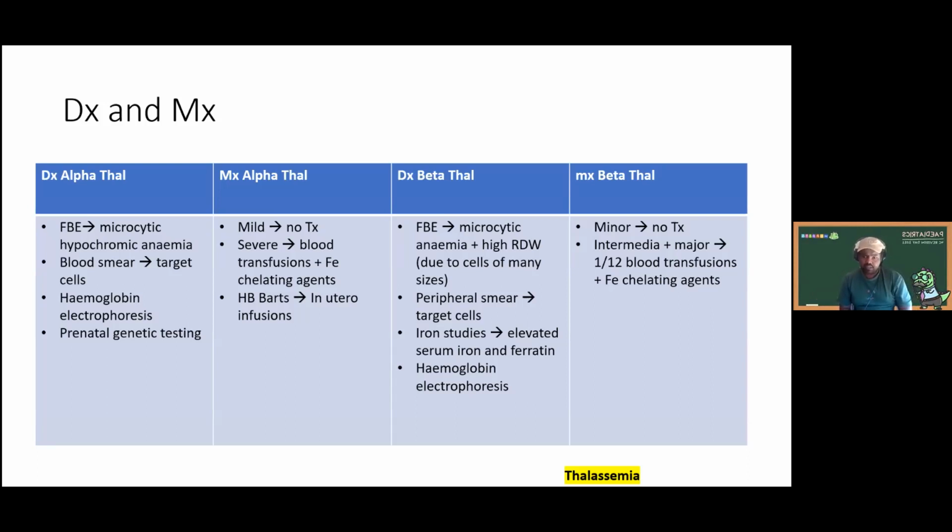Again, looking at beta thal, it's very similar. With beta thal, often you can also get high red cell distribution width on the FBE, and that's because you've got lots of red blood cells of different sizes. In terms of the peripheral smear and iron studies, it's very similar. And again, we diagnose it on hemoglobin electrophoresis. The management here, so minor, again, there's no treatment, but with major, generally you need monthly blood transfusions and iron chelating agents.